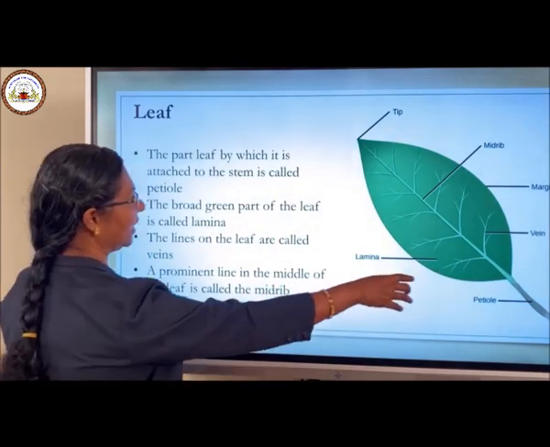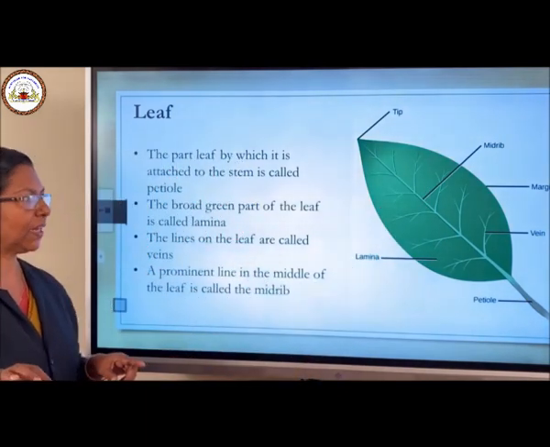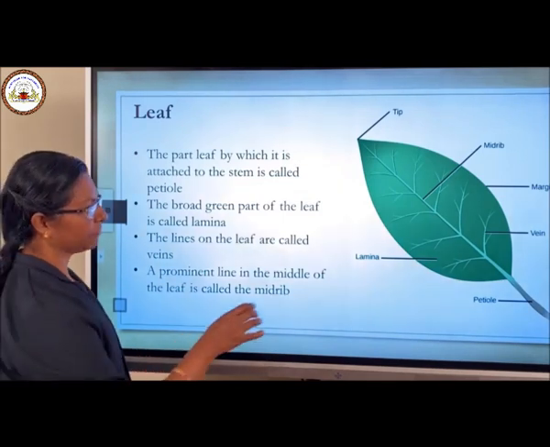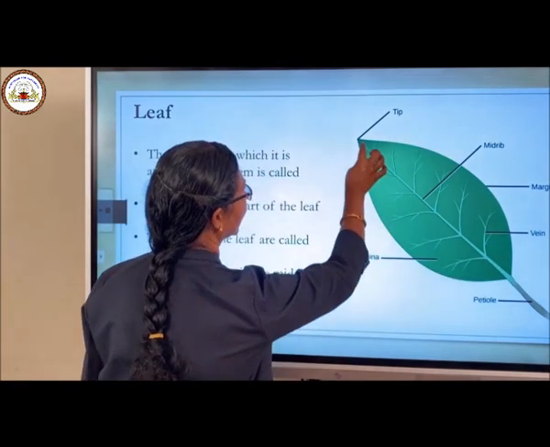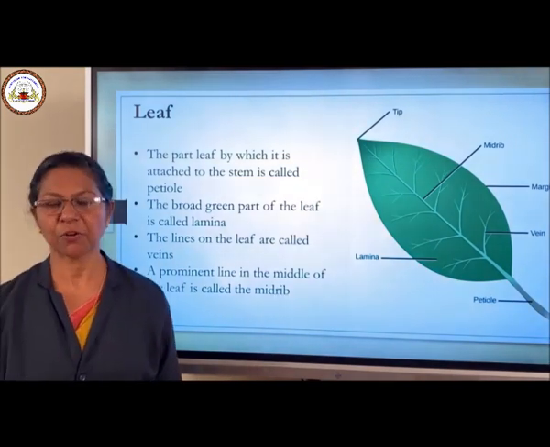Then the lines on the leaf are called veins. Here you can see different lines on the leaf that are known as veins. A prominent line in the middle of the leaf, this one, is known as the midrib. This is the structure of a leaf.